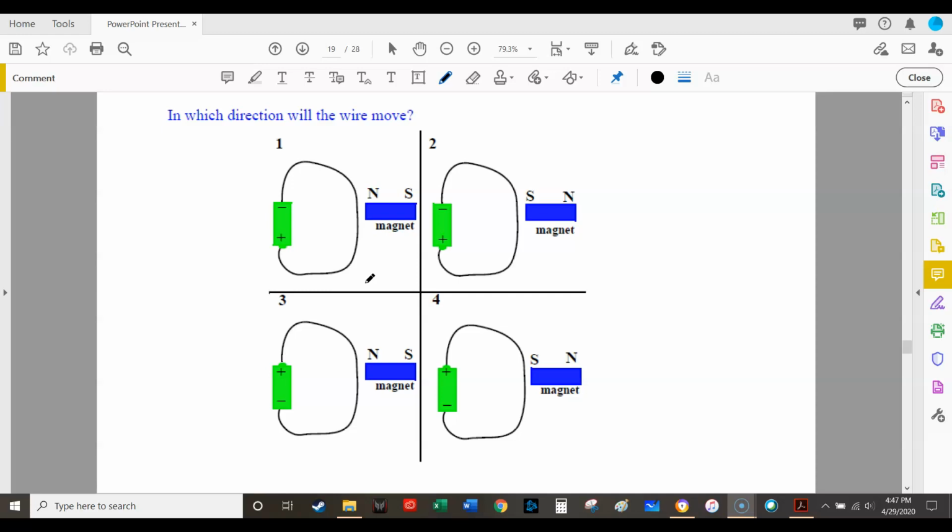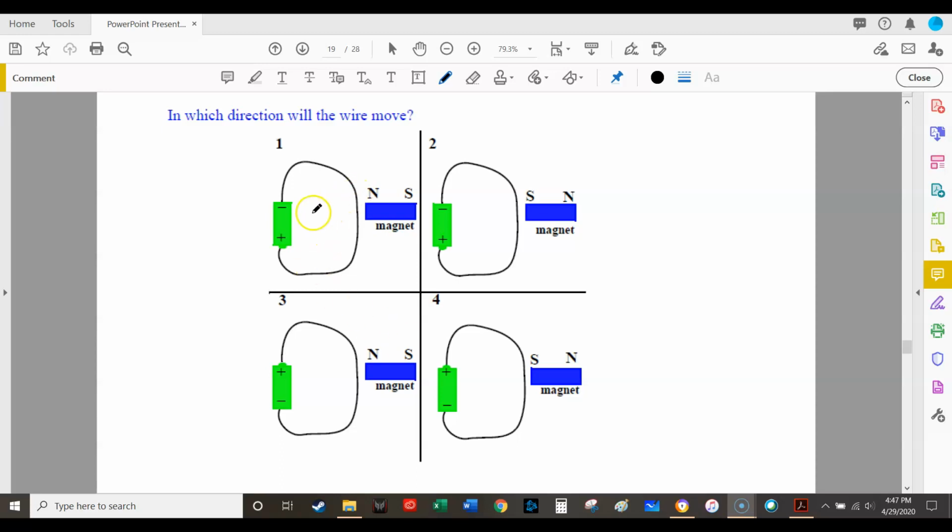Okay. Go ahead and pause the video and figure out the directions that each one of these would deflect. Actually, let's just do number 1. Let's just figure out the direction that number 1 would deflect, and we'll talk about it, and then you try 2, 3, and 4. All right.